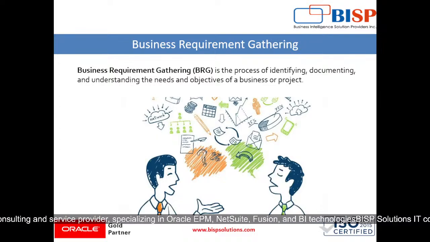The key objectives of business requirement gathering are understanding business needs, like identifying the problems or opportunities the business aims to address. Then documenting requirements, which clearly articulates functional and non-functional requirements in a structured way. Prioritizing needs, which determines which requirements are critical and aligned with the project scope and business goals. Lastly, it facilitates communication, which bridges the gap between stakeholders and the technical team to ensure shared understanding.